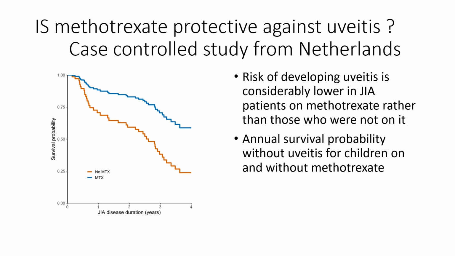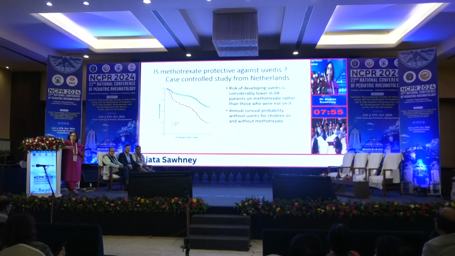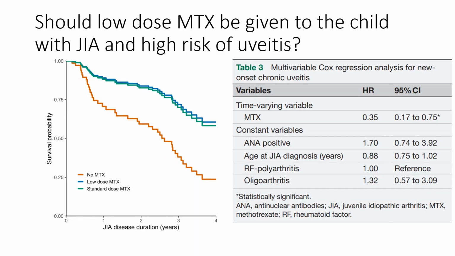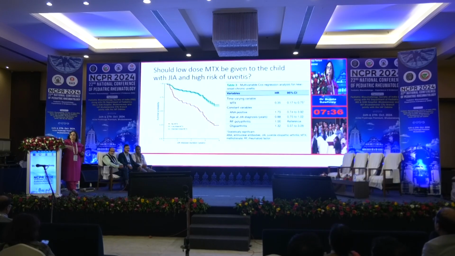So what about the protection of methotrexate for uveitis? There's excellent data from the Netherlands to show that if your patient is on methotrexate for the arthritis, the risk of developing uveitis is much lower than if the patient is not on any conventional disease modifying agent. The dose of methotrexate doesn't matter a lot, so whether it's 10 or 15 milligrams, the survival probability of not developing uveitis is much higher in the group of patients who are on methotrexate.